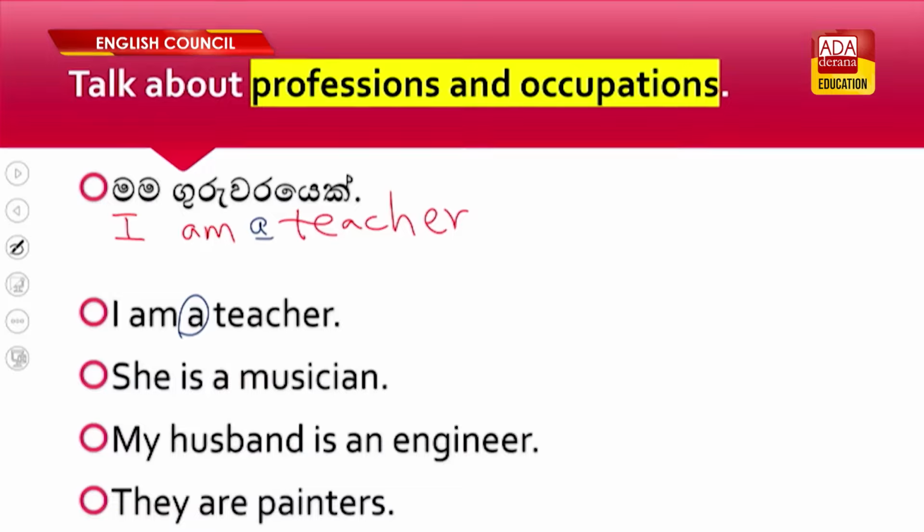So, I am is a. We can use it to talk about our existence, where you are, your age. And then we now have the professions and occupations. We even talked about nationalities, how you're going to talk about your nationality using am, is, are.